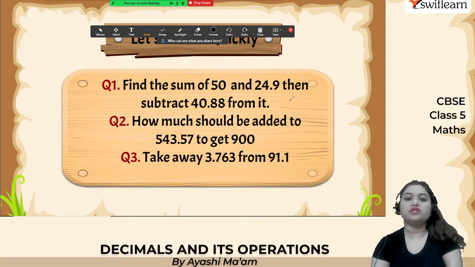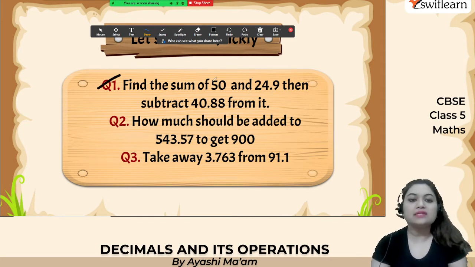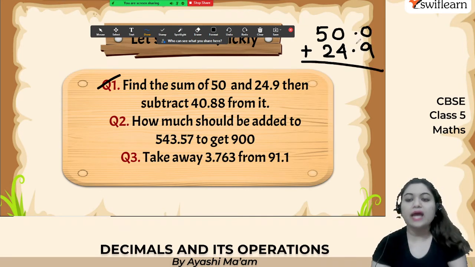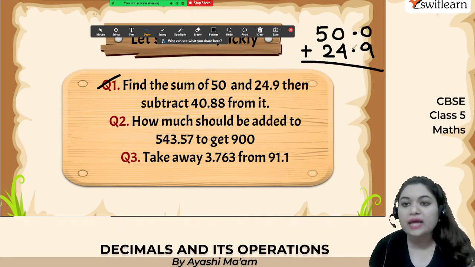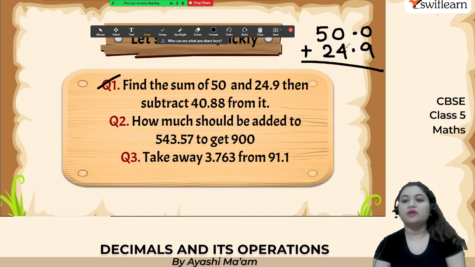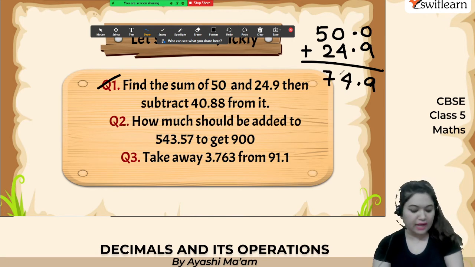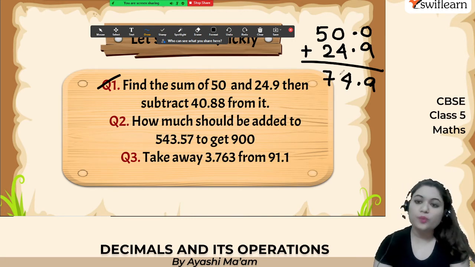Find the sum of 50 and 24.9 and then subtract 40.88 from it. Okay, so we are adding the sum of 50 and 24.9. Here we have a 0, right? The basic thing is you need to align the decimal point in one single vertical line. So you will get 9 and here 4 and 7. So you are getting the answer as 74.9.